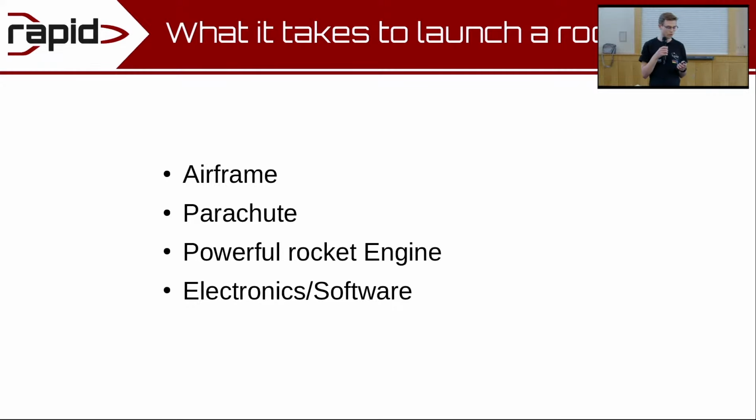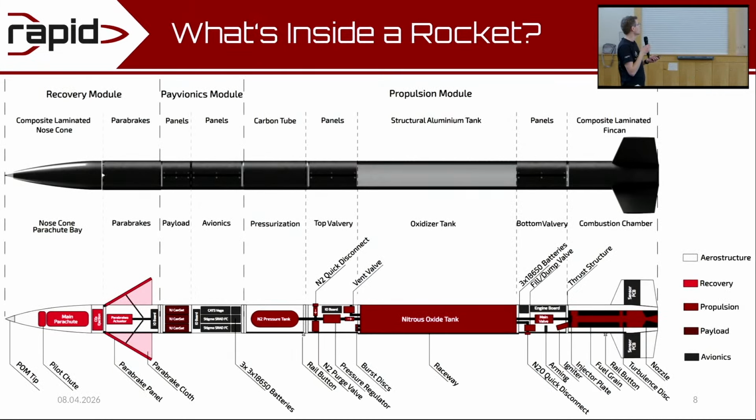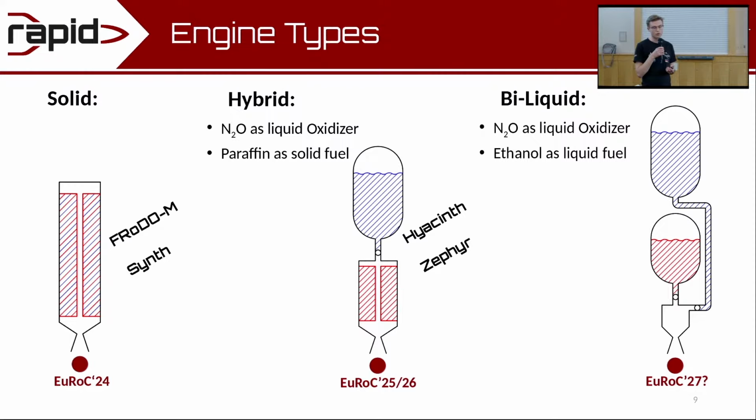The most obvious part of a rocket is the motor. In general, you have three types of motors. You have a solid motor, similar to firework rockets. You have a hybrid that has one liquid part and one solid, and you have biliquids. Frodo M was a solid motor that was bought off the shelf. That's a reasonable starting point for your rocket series, and people have been building rockets like this for a long time.